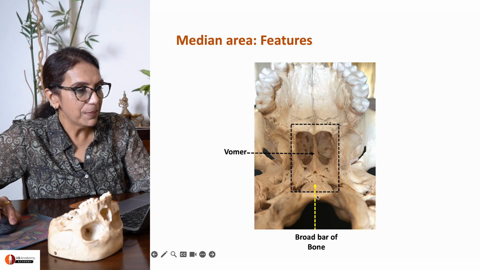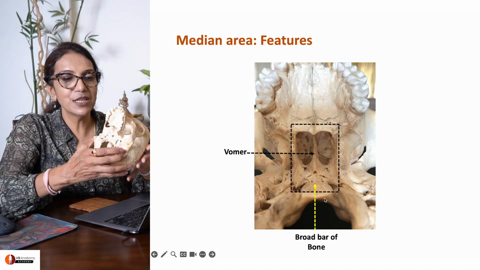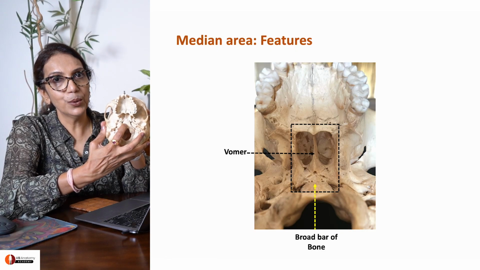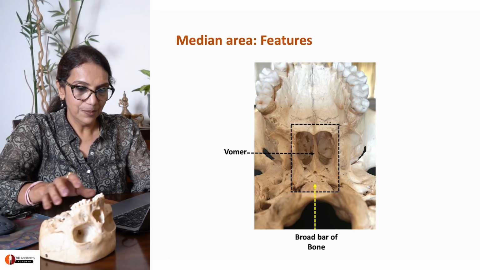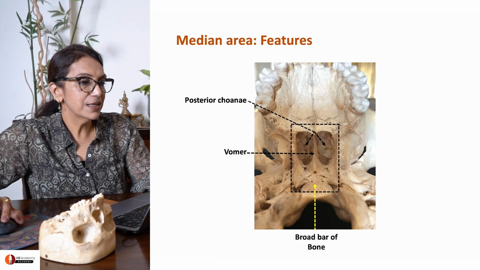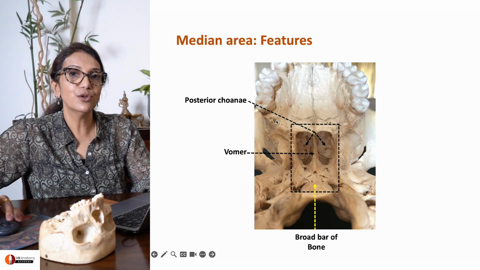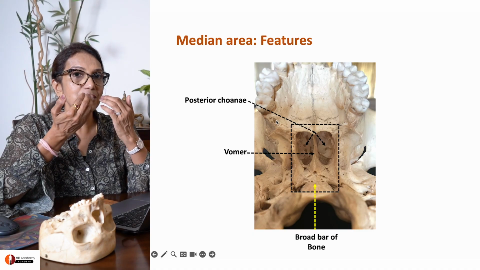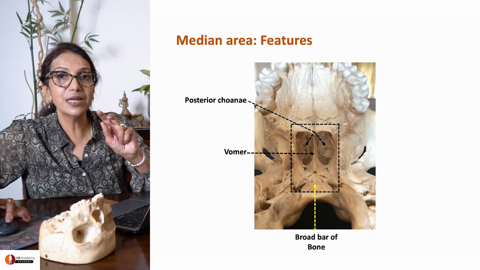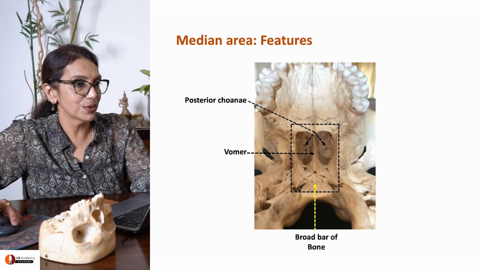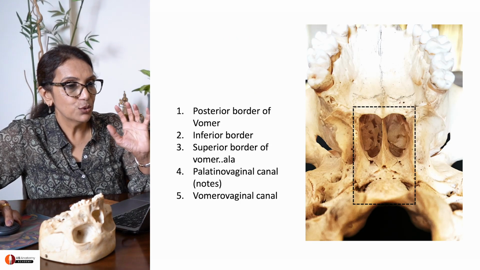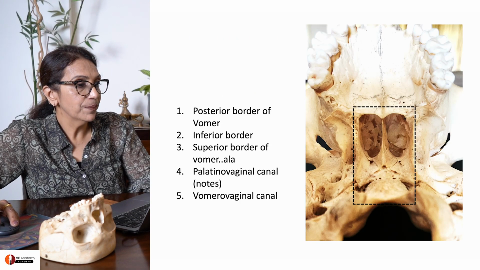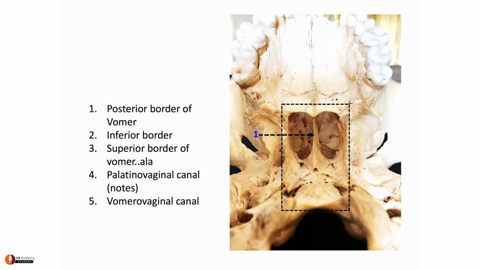Here's the broad bar of bone in the middle, which is over here. Okay, and then these are the 2 posterior choanae. So when you breathe in air, it passes through your nose and emerges out through these 2 holes in your nose. Okay. Now, let's zoom in and understand a little bit more. This is the posterior border of Vomer. This is its inferior border articulating with the hard palate. This is its superior border.